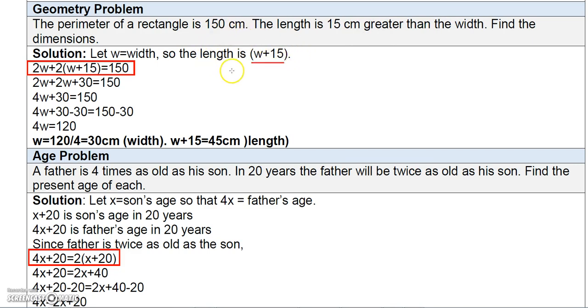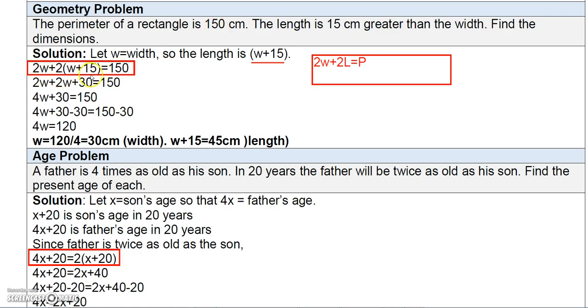Now, if you remember the formula for the perimeter of a rectangle, it is 2W plus 2L, that equals the perimeter. Okay, so that's the perimeter formula. Well, I know 2W is just 2W, but for the 2L, I can replace the L with W plus 15, because I know the length is W plus 15. So instead of 2W plus 2L, I can say 2W plus 2 times (W plus 15) equals the perimeter, and the perimeter up here is given as 150.